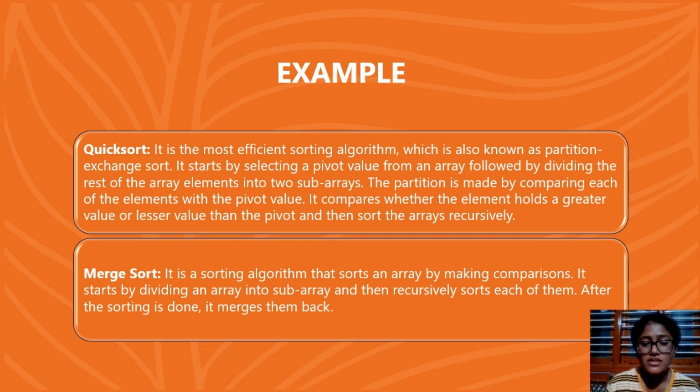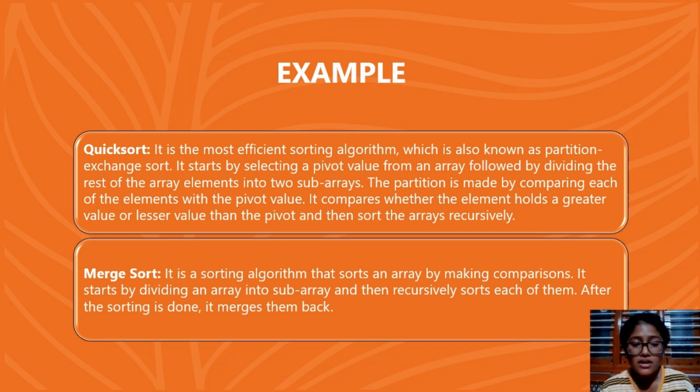So we know that quicksort is also one of the sorting techniques. It is the most efficient sorting technique, which is also known as partition exchange sort. It starts by selecting the pivot value, that is at the starting of the array, followed by dividing the rest of the array elements into two subarrays. The partition is made by comparing each element with the pivot value. It compares whether the element holds a greater or lesser value than the pivot value and then sorts them recursively.